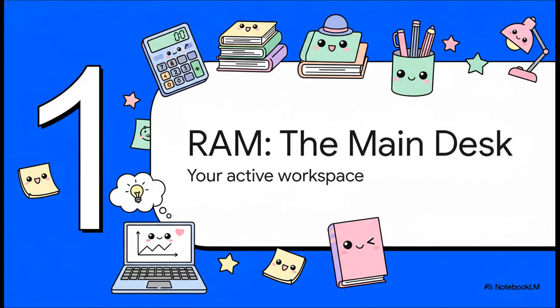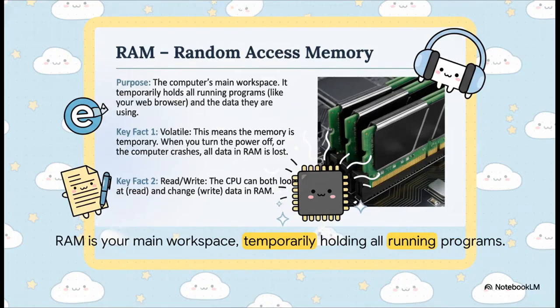First up is RAM, which stands for Random Access Memory. And I want you to picture RAM as the main desk in this office. It is the big central surface where you lay out absolutely everything you're working on right now. So that web browser you have open, the document you're typing in, the music you're listening to, all of it is sitting right there on the desk in RAM. This is what lets your computer's brain, the processor, quickly get to and work with all of your open apps.